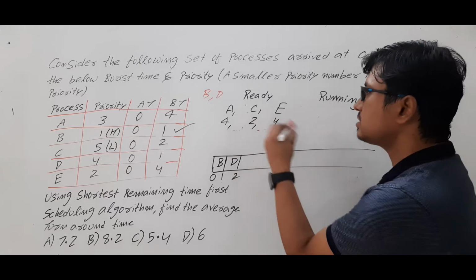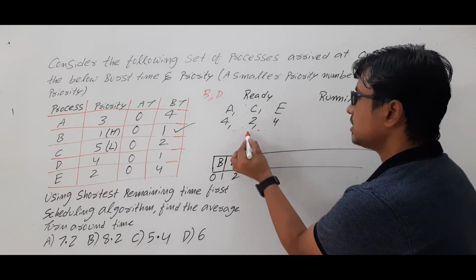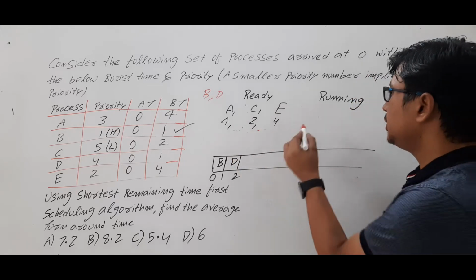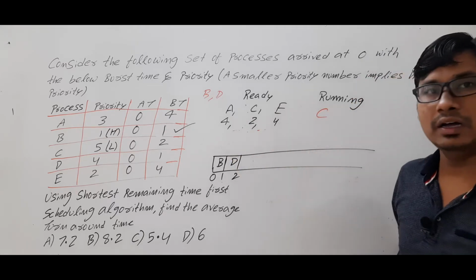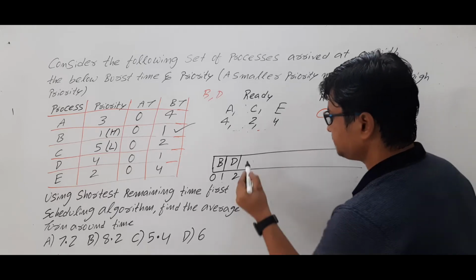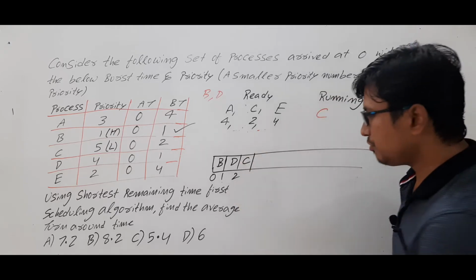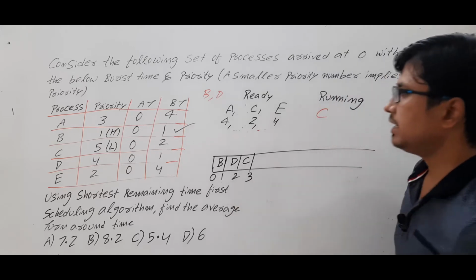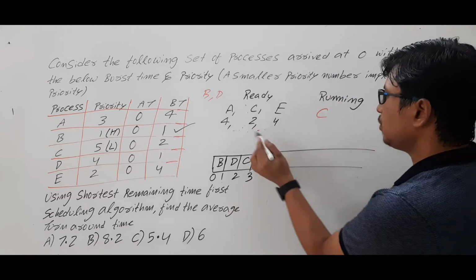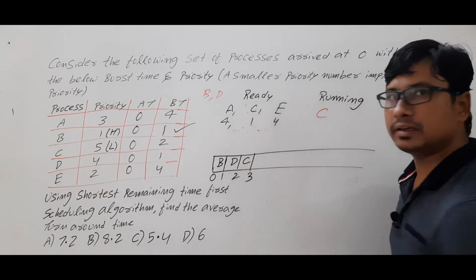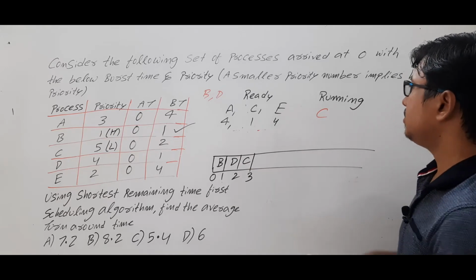Now among A, C, E, which process has the less burst time? Process C. It will be dispatched to the running state. It will run for 1 unit of time. Its remaining burst time will be 1 unit. Am I right?